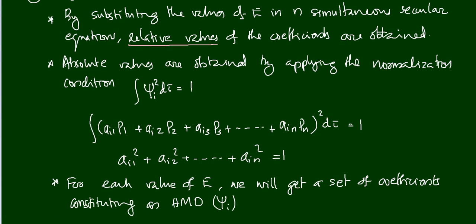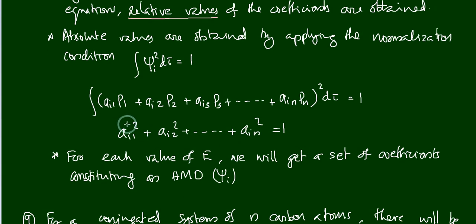The normalization step is nothing but the integral of A1 φ1 plus A2 φ2 plus A3 φ3 plus etc. plus An φn, the whole squared, d tau, is equal to 1. Assuming that the entire linear combination is real, therefore A1 square plus A2 square plus etc. plus An square is equal to 1. For each value of E, we will get a set of coefficients corresponding to the Hückel molecular orbital.